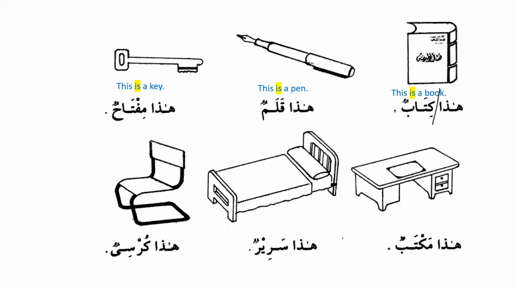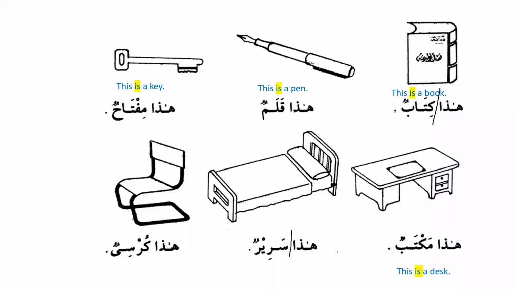Then we have hada maktabun. This is a desk, as we can see in the picture. And then we have hada sarirun. This is a bed. Inshallah, when you read the Quran, you will read hada halalun, hada haramun. This is permissible, this is not permissible. You will be able to understand so many verses of the Quran after completing this lesson. But you have to follow this formula, and make sure that you master the previous lessons that we learned in the beginning.